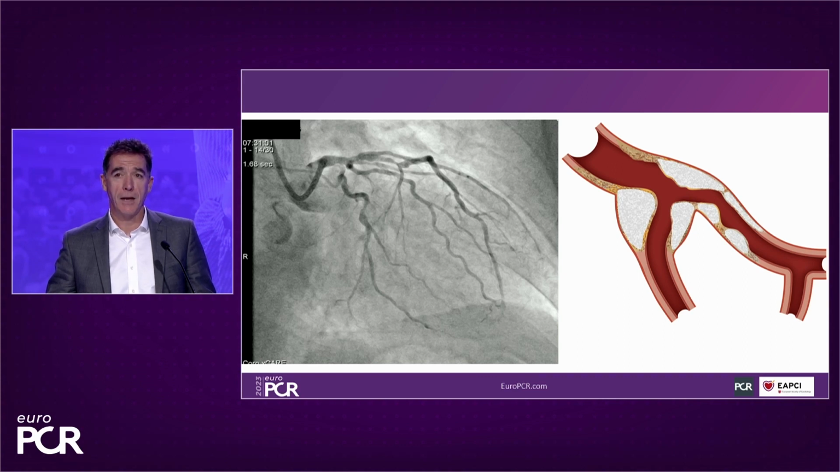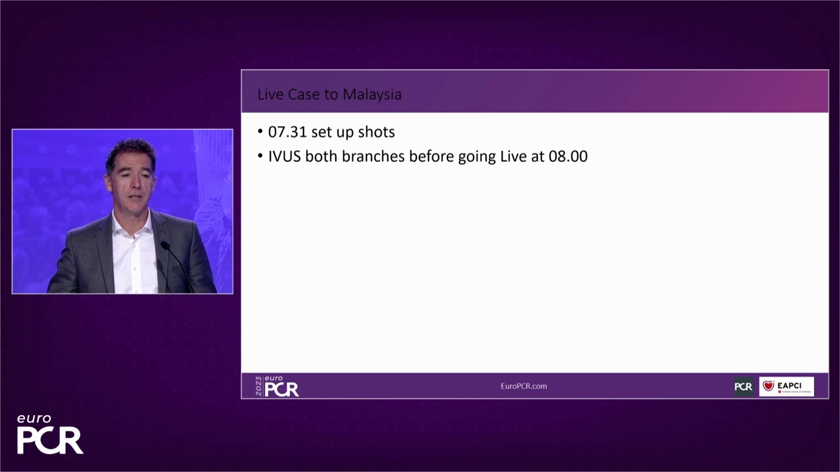So anybody that does live cases knows that you want to select the live case that you're going to get done. And they also know that when you go live, you want to be at least started in the case, if not well on your way towards finishing it. And the reason I say that is because the patient went on the table at 7:30, and the plan was to IVUS both branches and be set up to do the broadcast at 8 o'clock and get on with the case.